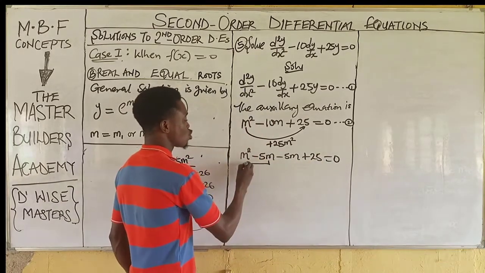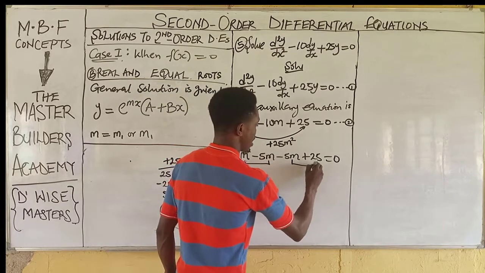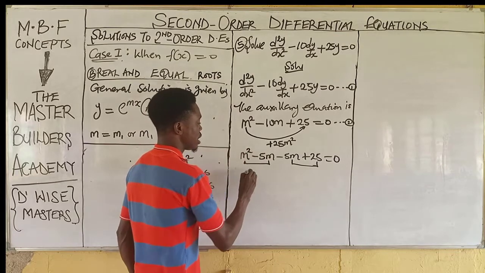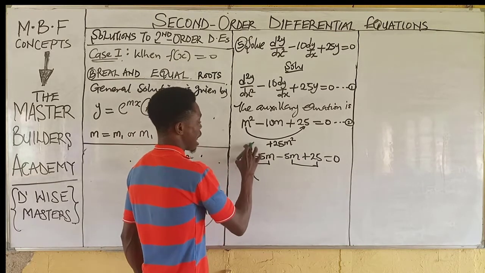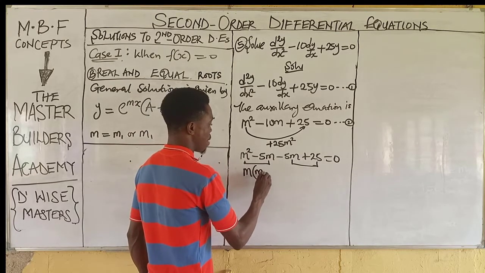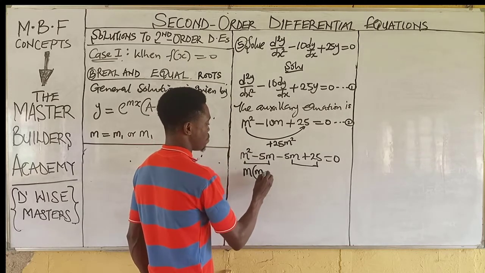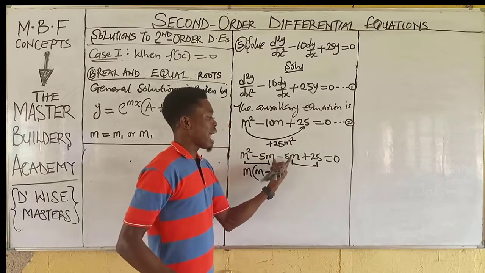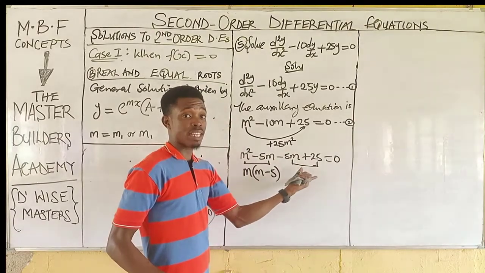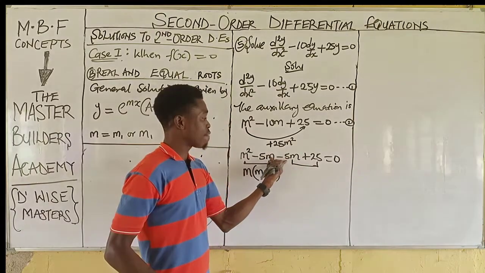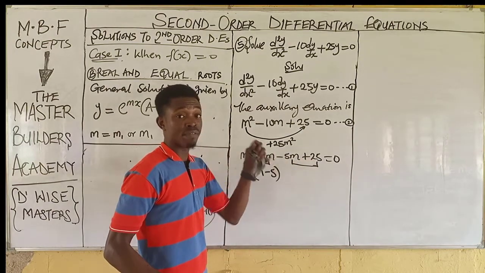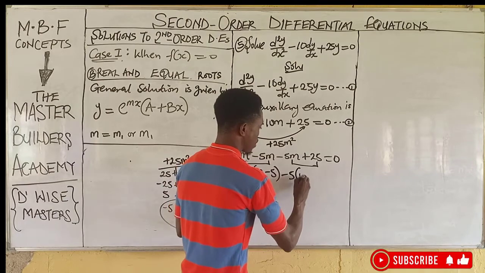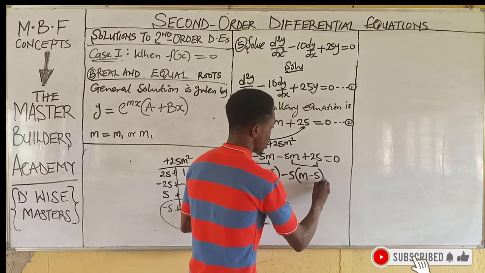Now from here we can group the first 2 terms and group the last 2 terms. Between the first 2 terms, guys, what is common here is m. Put down m. M squared divided by m, we are left with m. Minus 5m divided by m, we are left with minus 5. Then in between the last two terms, m is in the first term but not in the last term. That means m is not common. But I have 5 here and I have 25 here, and 5 is a factor of 25. That means 5 is common, so minus 5 is common. Then repeat what you have in the first bracket. It's as simple as that.